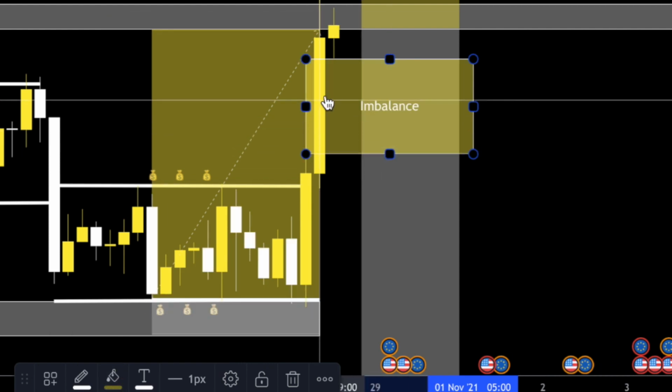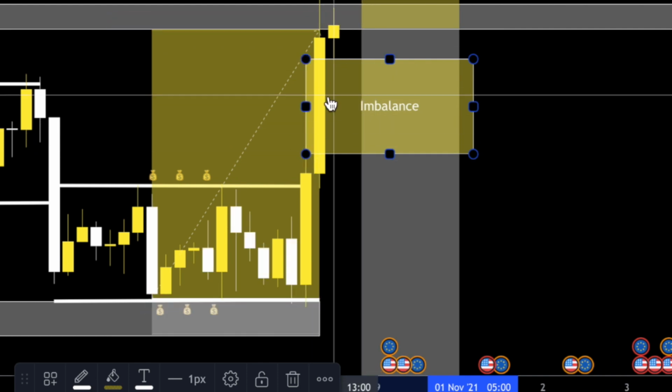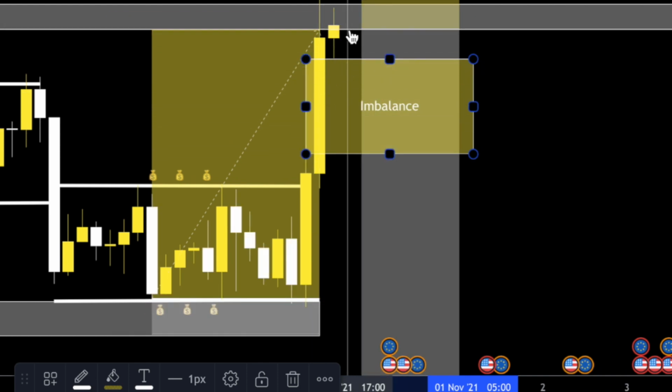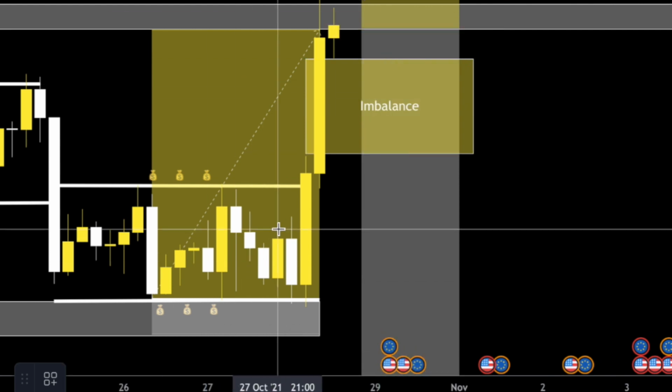Just a bunch of buying pressure, no selling pressure whatsoever. It was an unfair advantage. There was a big fair value gap right here. So I knew that price was going to have to at least clear this, not to mention we have a little one right here as well.